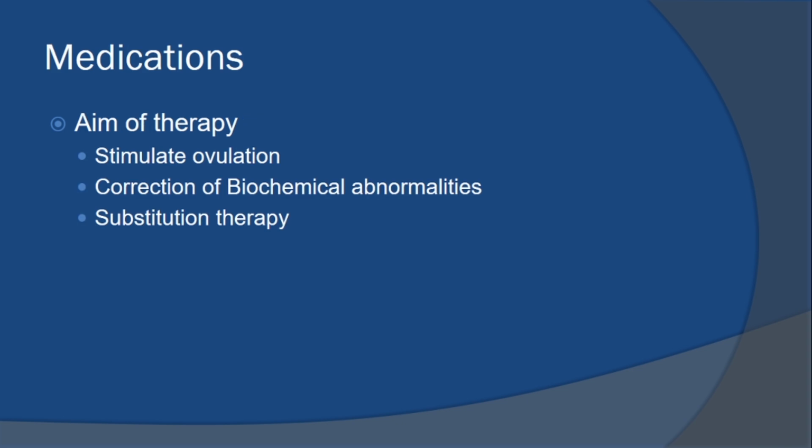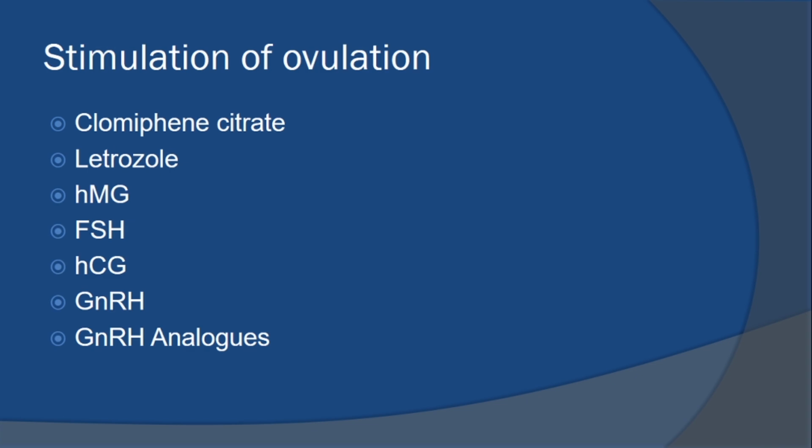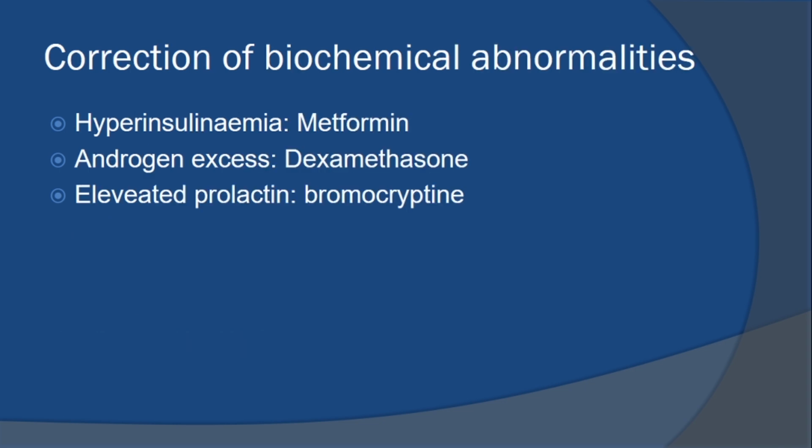The medications aim to stimulate ovulation, to correct biochemical abnormalities, and also to substitute for lacking hormones. For example, in hypothyroidism, those are substitution therapy. Stimulation of ovulation, like we have listed, those are the drugs that are used: clomiphene, letrozole, HMG, FSH, human chorionic gonadotropin for triggering of the ovulation after a properly developing oocyte has been identified, and all the other adjunct drugs.